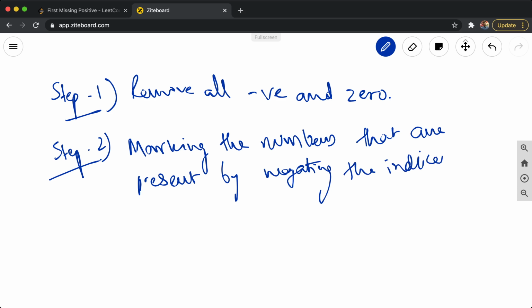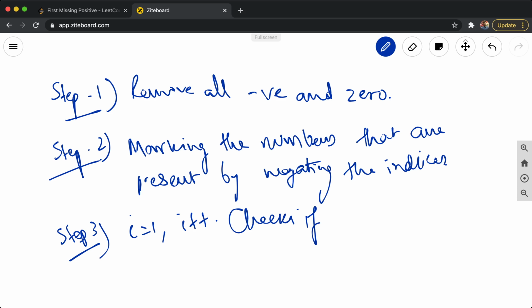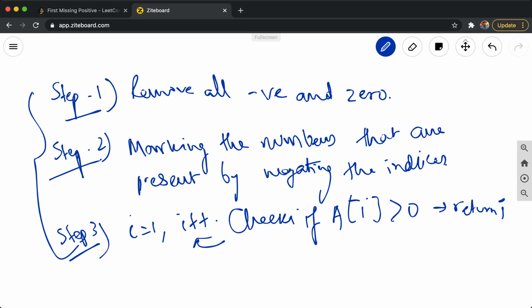Once that is done, in step 3 we'll go and iterate the entire array once again with I equals to 1 and do I plus plus, and we check if array of I is greater than 0. If it is greater than 0, then you return that I. Otherwise, keep on doing I plus plus. So that is the entire approach, and we are not using any extra space in that. So the time complexity for this would be big O of n, and the space complexity would be big O of 1.